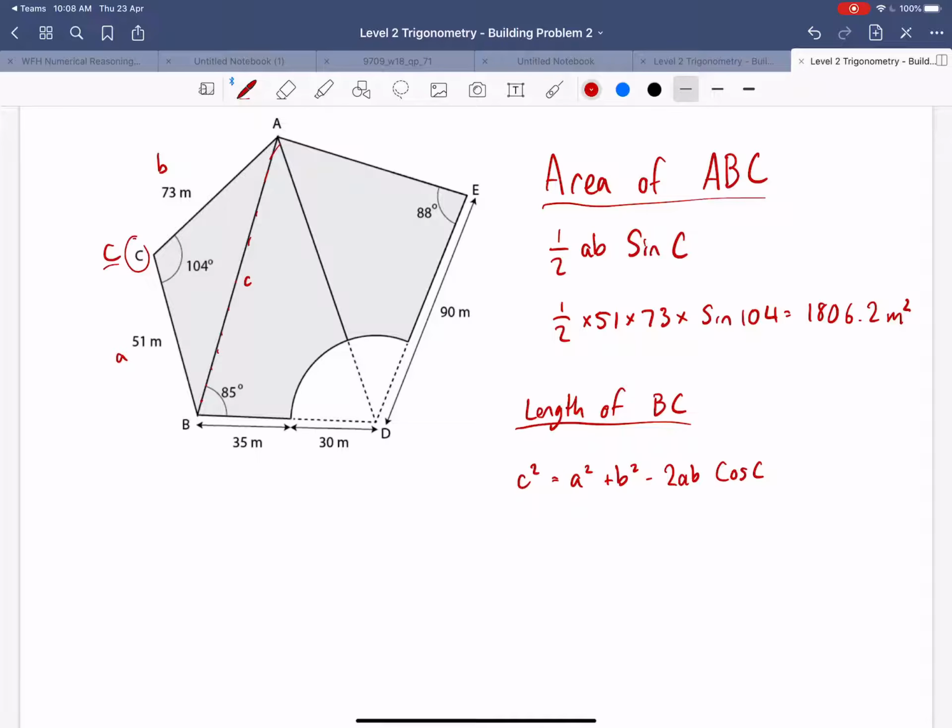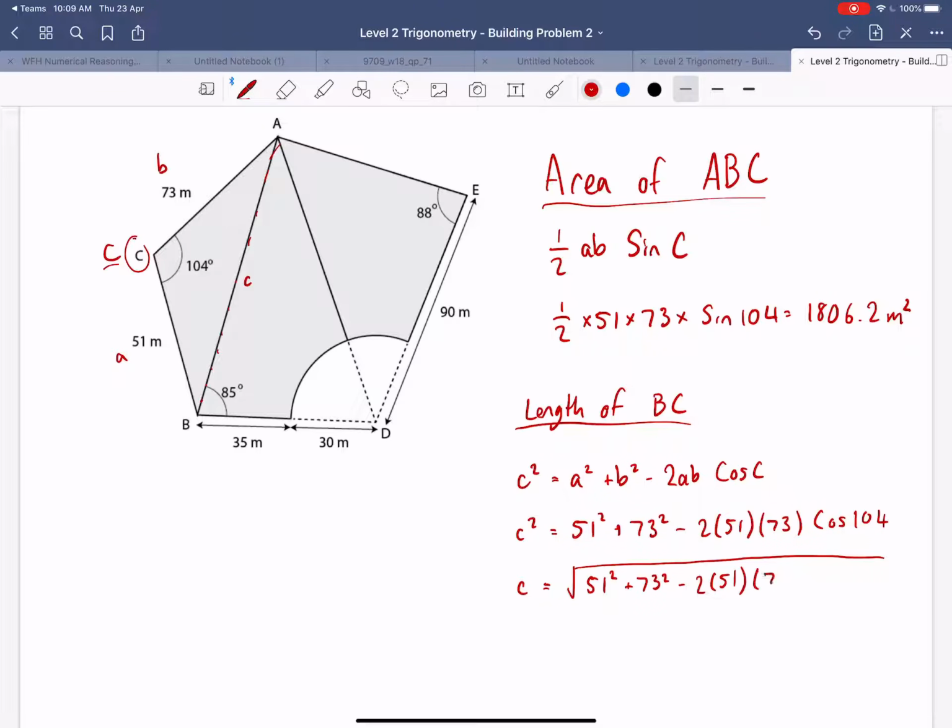So I want to know c, so c squared is equal to my a squared, which is 51, plus my b squared, which is 73, minus 2 lots of my 51 and my 73 times cos of my angle, 104. Okay, because I want c and not c squared, I need to square root all of this. So square root 51 squared plus 73 squared minus 2 lots of 51 times 73 times cos 104.